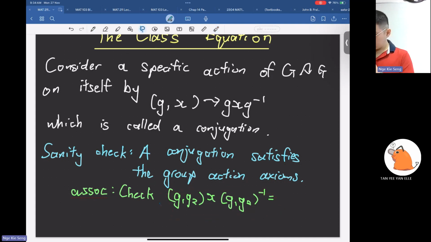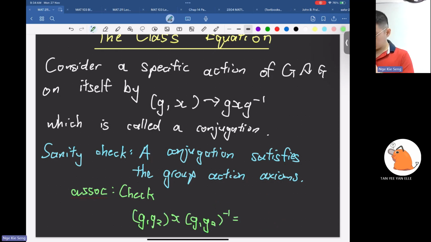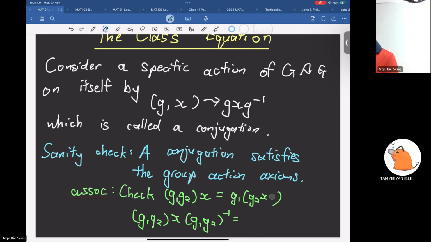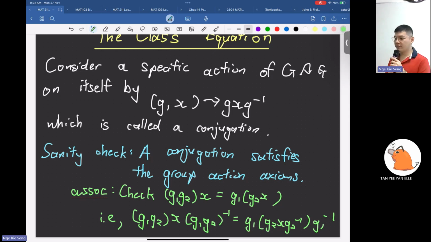So let me write down here. Check that G1, G2 on X is equal to G1 on G2X. Then that is just G1, G2X, G2 inverse on G1 inverse. You just need to check this, and you can see that this is true by associativity. Can you see here or not?